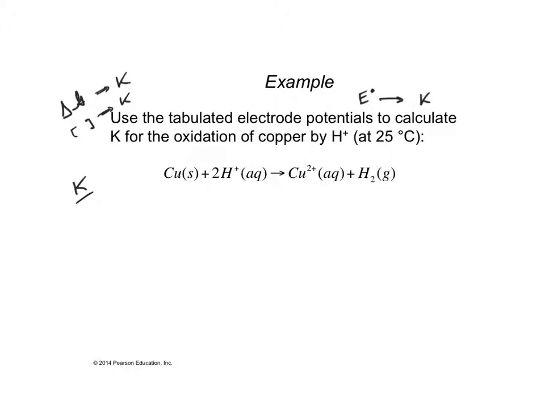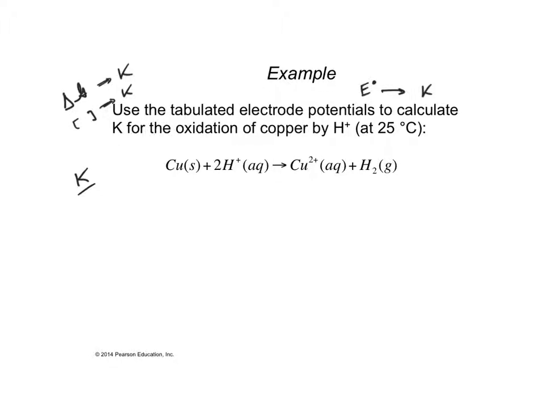So in that equation, we had E naught cell, the cell potential, is equal to RT over nF times ln of K, okay? So we're looking for K, and we're going to utilize the cell potential that we're going to calculate from our standard reduction potentials to determine what K is.